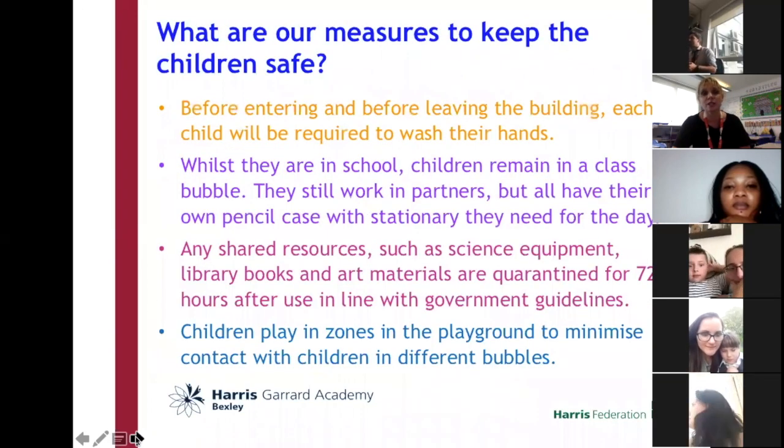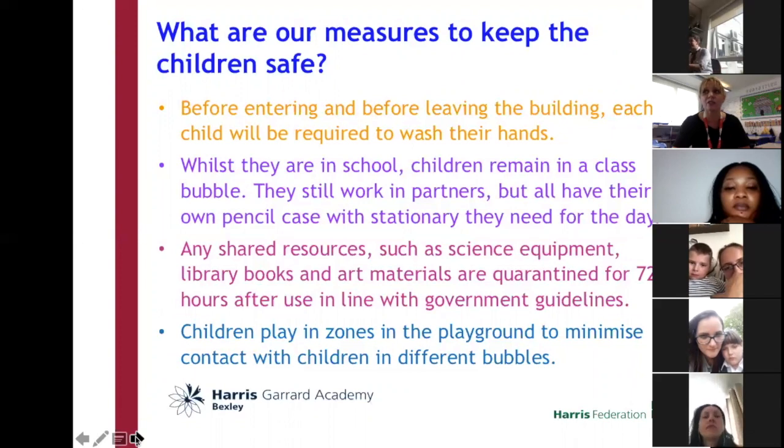So what we're doing to keep your children safe. Before entering and leaving the building, each child is required to wash their hands. Whilst they're in school, they remain in their class bubble. They work with partners, but all have their own pencil case and stationery that they will need for the day, so everything they need is at their desk. Any shared resources, such as science equipment, library books, and art materials, are quarantined for 72 hours after use, and that's in line with government guidelines.